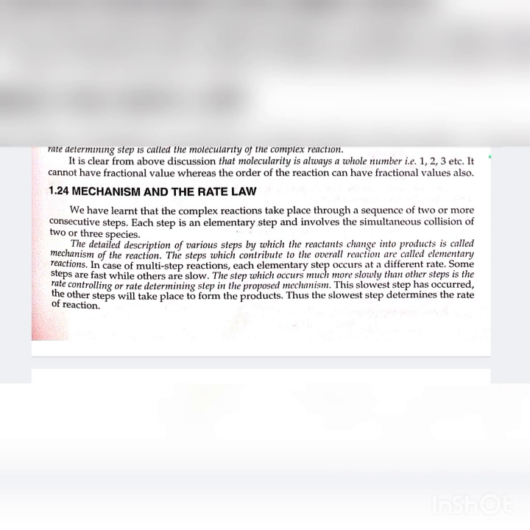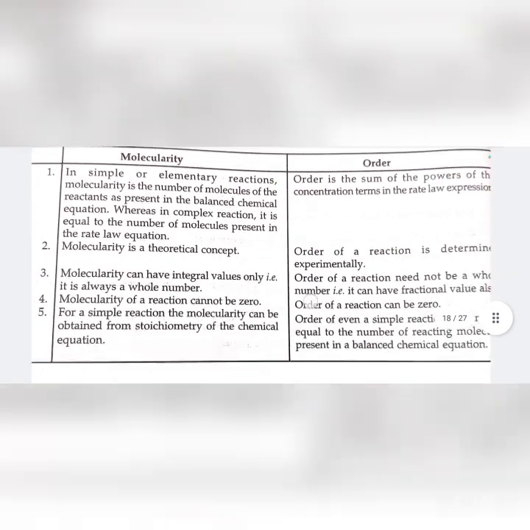In case of a multi-step reaction, each elementary step occurs at a different rate. Some steps are fast while others are slow. The step which occurs much more slowly than other steps is called the rate controlling or rate determining step in the proposed mechanism. Once the slowest step has occurred, the other steps will take place to form the products. Thus the slowest step determines the rate of the reaction. Here is a difference between molecularity and the order of the reaction.